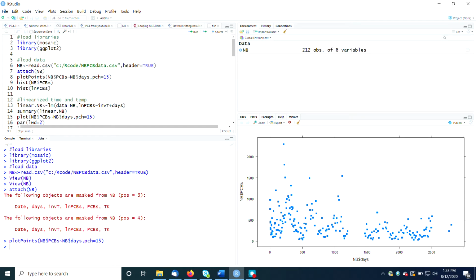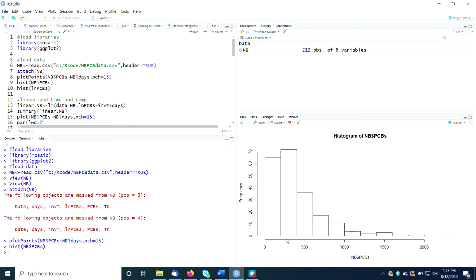So the other thing I'm going to do here, I'm going to plot a histogram of this data. And notice, here's my histogram. This is the frequency, and this is the concentration. Most of the concentrations are on the low end, so they're stacked here on the left side. And this is a very characteristic histogram of a not normal distribution. In fact, this is a log normal distribution, and I can prove that to you by plotting the histogram of the natural log of the PCBs here.